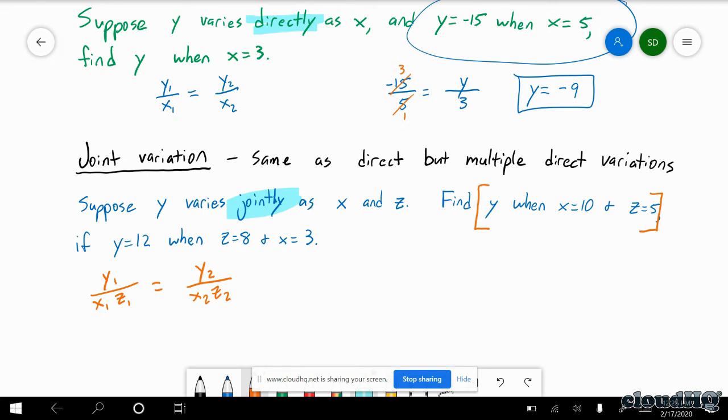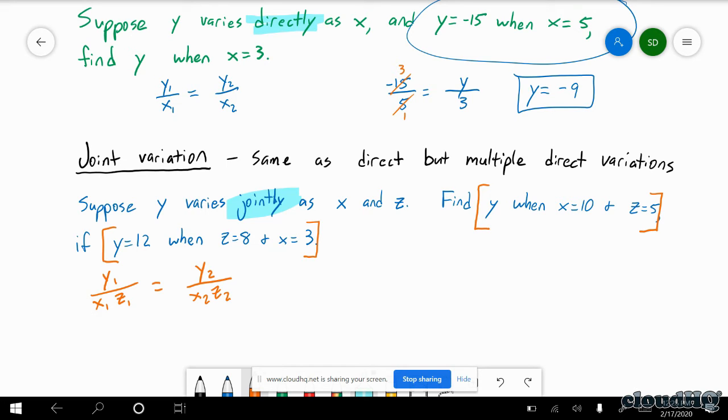And then we have a second set of data. If y equals 12, it groups with the z of 8 and x of 3 values. So we have a second set of data. Those will make up the 2 sides of the equation. It is important that you have that full set of data. Otherwise, we can't solve. So let's plug those in.